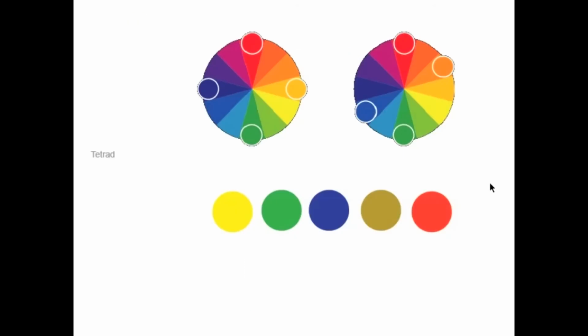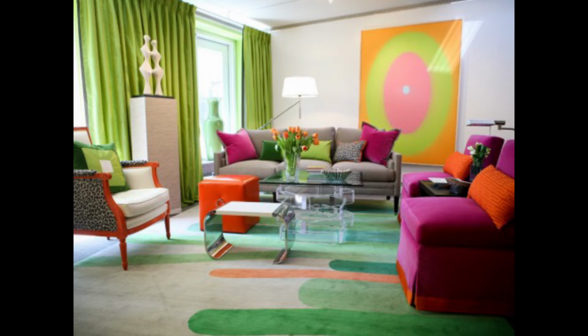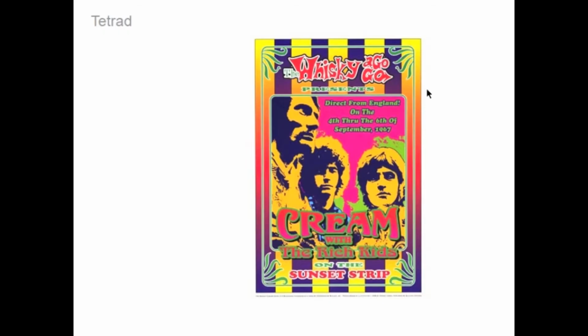A tetrad is four hues, and you have two options. You've got the square inscribed in the circle here. So you have four hues that are equally spaced. Or you have two sets of complements, but they are not adjacent to each other. They're not contiguous. So you create a rectangle within that hue circle: red and green and yellow and violet.